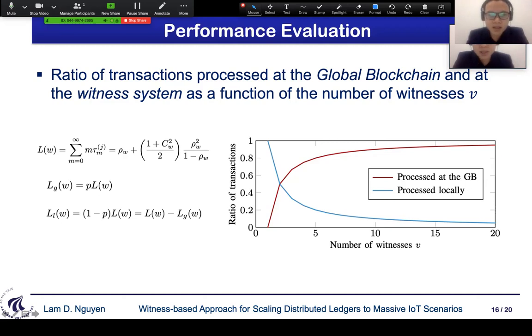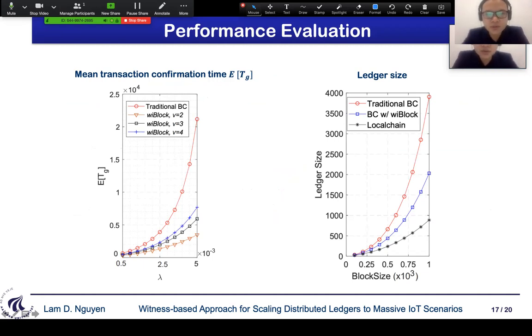And finally, we compute the mean transaction confirmation time, comparing the traditional blockchain with WeBlock, with the number of witnesses equal to 2, 3, or 4. You can see that with the traditional blockchain, the mean transaction confirmation time increases significantly as the arrival rate increases. But with the witness system, the confirmation time is decreased because the number of transactions going to the global blockchain is reduced. Global transactions go to the global blockchain, and local transactions are processed at the witness system. That's why the confirmation time decreases compared to the traditional blockchain.